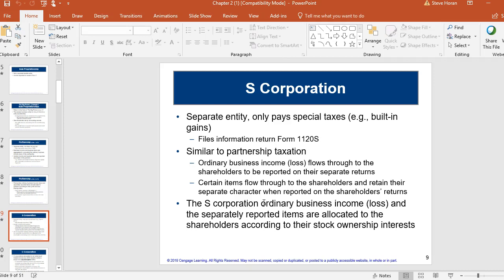Again, it's a flow through. It doesn't pay many taxes. You file a Form 1120-S, but it's very similar to partnership taxation, but it gives you some of the protections of the corporate form. So if you can recall from previous classes you've taken, a corporation has some special protections in terms of liability.